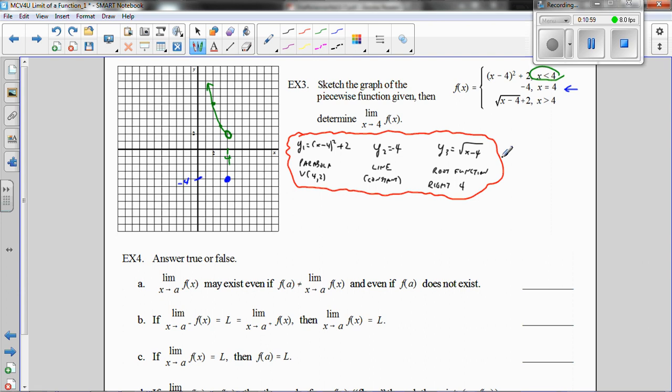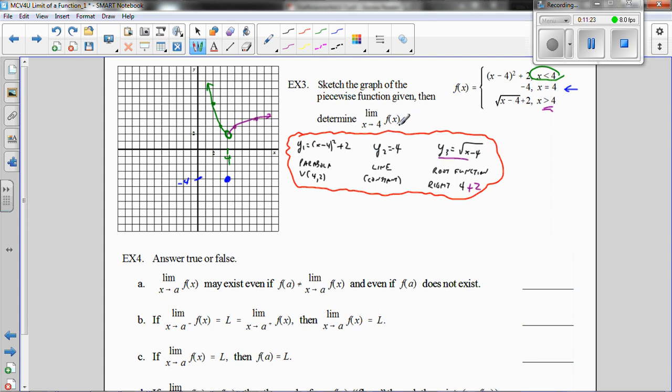A square root function that's been moved right 4 and up 2. Right 4 and up 2, aha, it's going to start there. It would be colored in there, but again, greater than or equal to, not there. And then the parent unstretched root function looks something like this, right? There's y1, y2, and y3, okay?